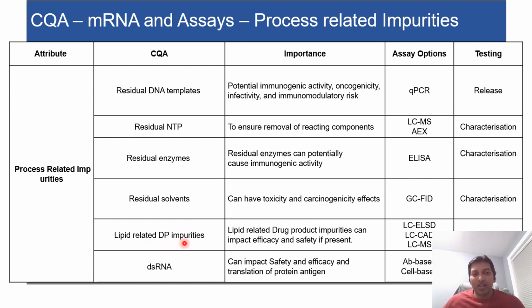And lipid related downstream drug product impurities are drug product impurities based on the lipids. As we are generating these lipid nanoparticles, some of these lipids may not actually form lipid nanoparticles, and they can become impurities. Again, these are LC based methods, very sensitive methods: ELSD, CAD, and MS. And double stranded RNA is also considered an impurity: as you produce more RNA, double-stranded RNA can be formed. That can be identified through an antibody-based method.